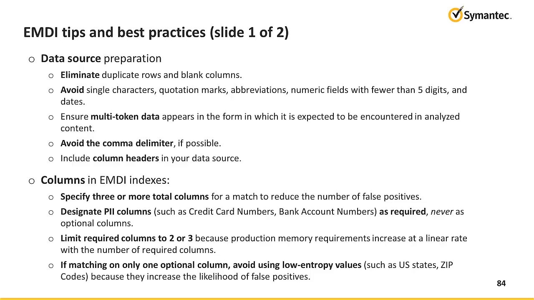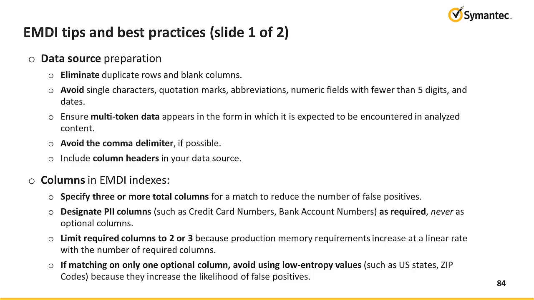For data source preparation, before saving the data source to a tabular text file, which you will then use to create an EMDI profile, prepare the data source as follows. 1. Eliminate duplicate rows and blank columns. 2. Avoid single characters, quotation marks, abbreviations, numeric fields with fewer than 5 digits, and dates. 3. Ensure multi-token data appears in the form in which it is expected to be encountered in analyzed content. For instance, in fields that contain multiple words separated by spaces, remove all extraneous punctuation. 4. Avoid the comma delimiter if possible. And 5. Include column headers at the top.